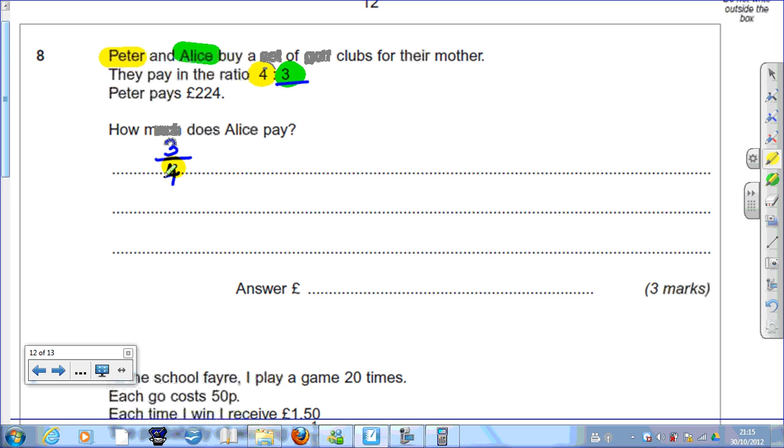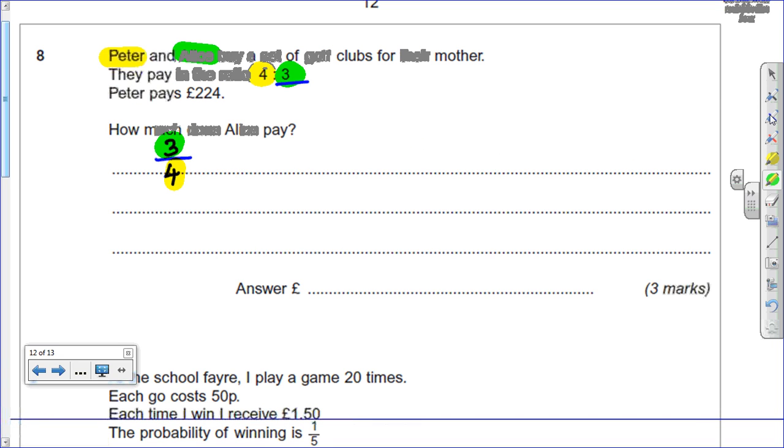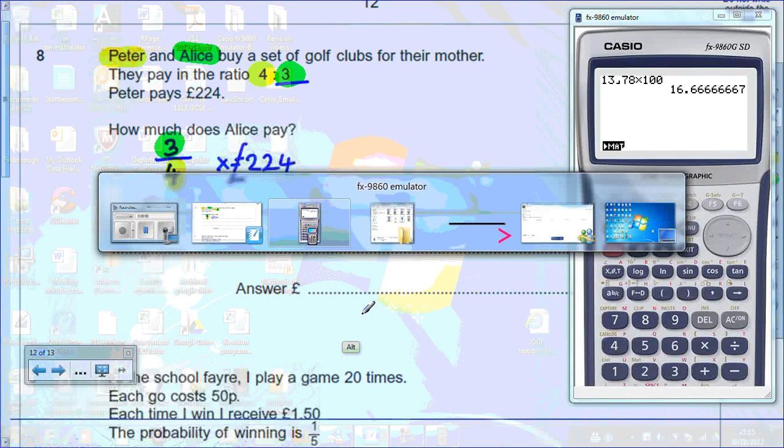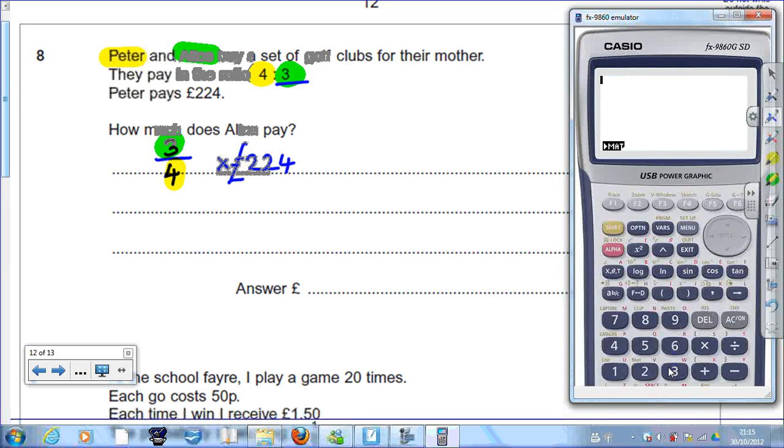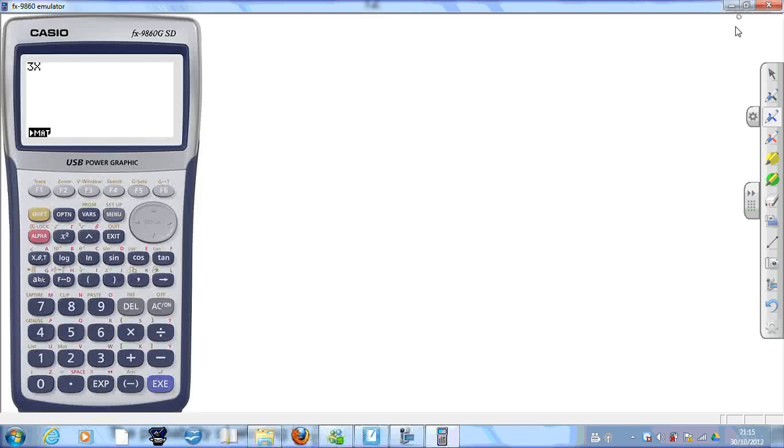At the school fair, I play a game 20 times. Each game costs 50p. Each time I win, I receive £1.50, probably winning as 1/5. How much money do I expect to lose? Well, let's have a look. The cost of playing 20 times equals 20 times 50p, equal to 1,000p, or £10.